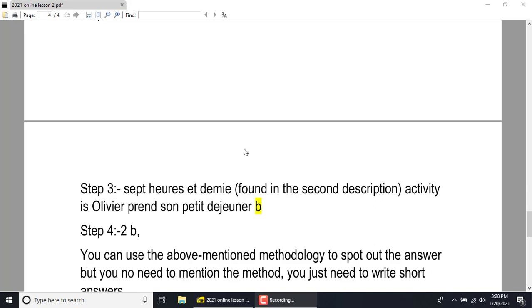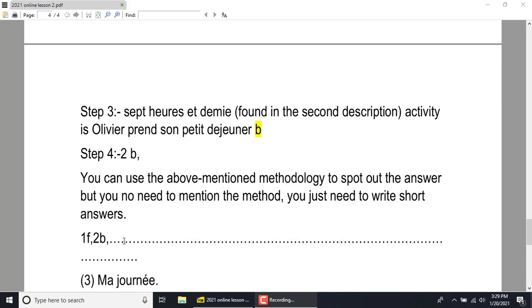So Olivier takes the breakfast at, what is the time? 7:30. So that is activity B. So for the second one, B is the answer. Likewise, you have to find out the other ones.